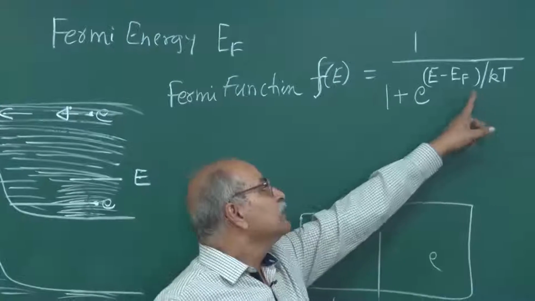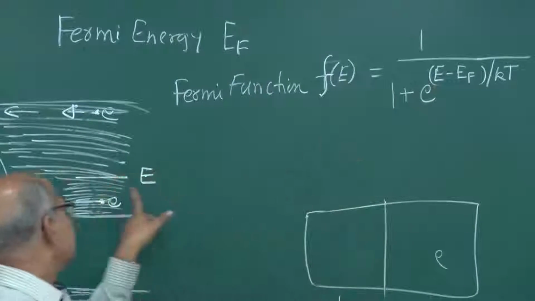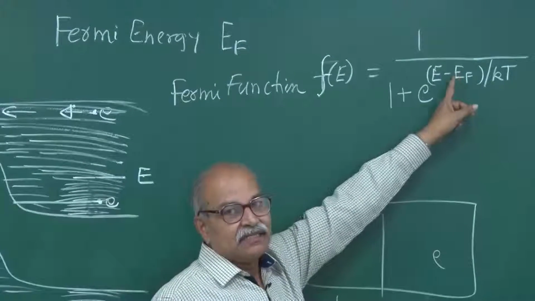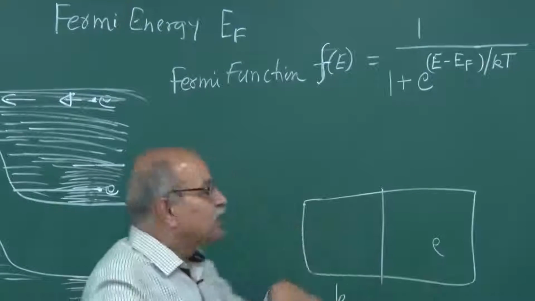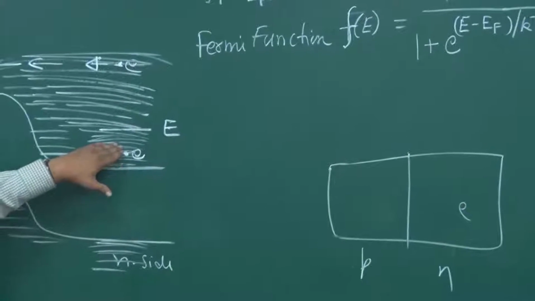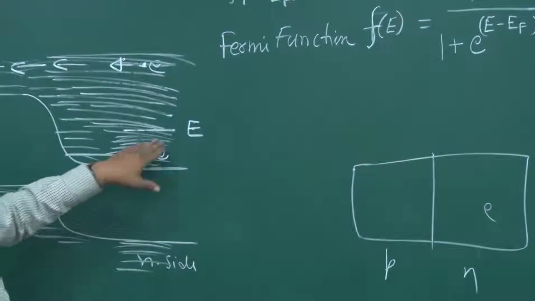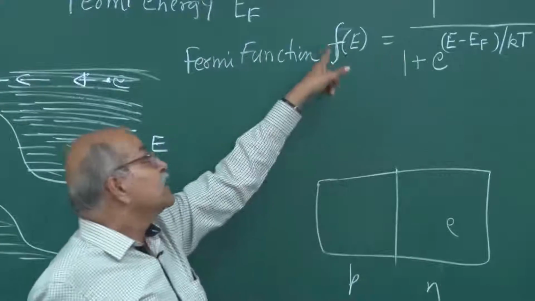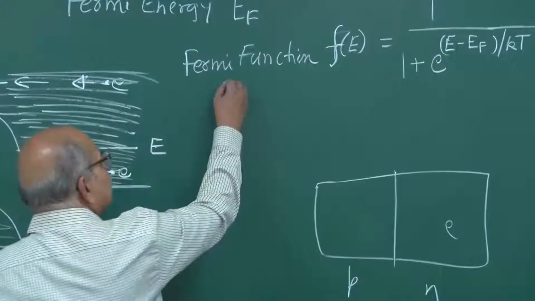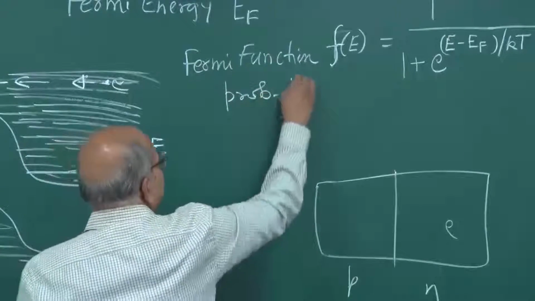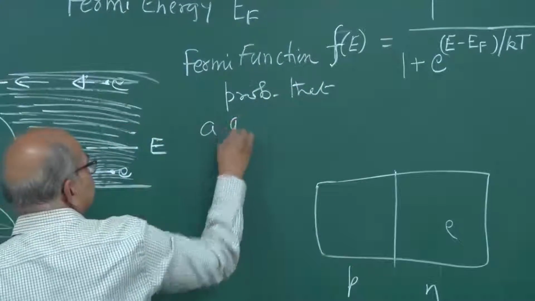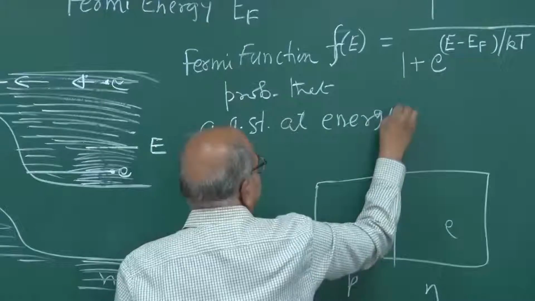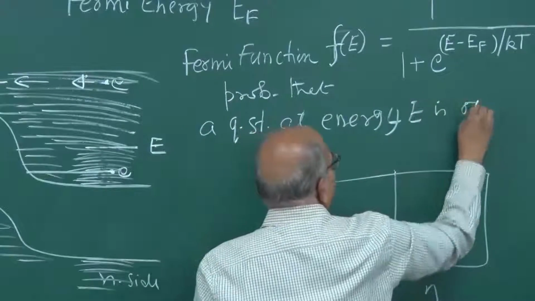It depends on temperature, and E is the energy at which I am asking about the quantum state, and EF, the Fermi energy, is the parameter which you have to keep the same for all these quantum states, all these energies. So as a function of energy with a fixed EF and at a fixed temperature, you can calculate the probability. So this Fermi function gives you the probability that a quantum state at energy E is occupied.